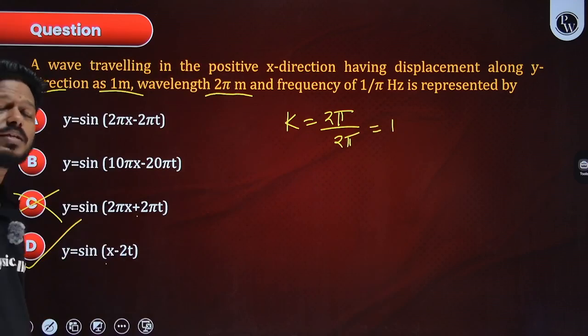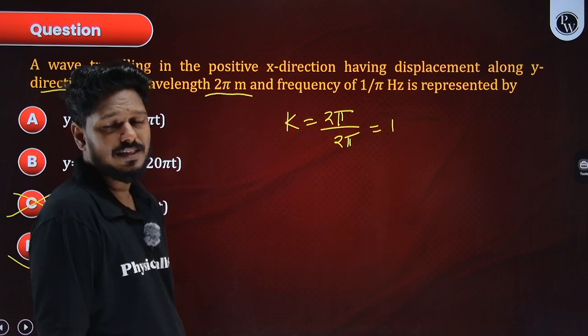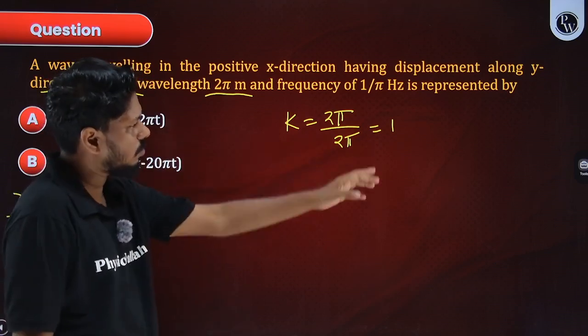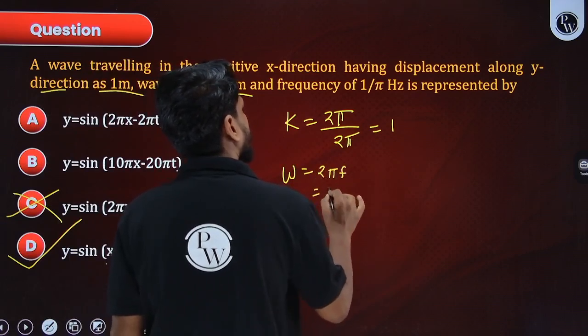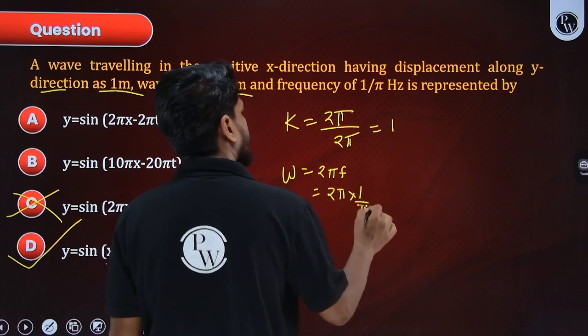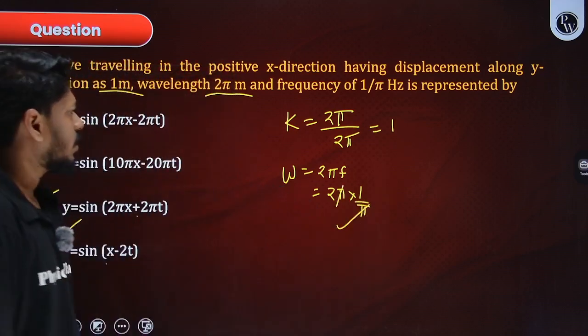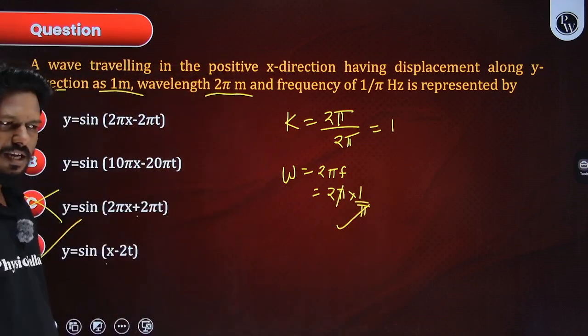Because the equation is y is equal to a sin of omega t minus kx, or kx minus omega t. So k is equal to 1. What about my omega? Omega is equal to 2 pi f, 2 pi and frequency is equal to 1 by pi. If I cancel them out, I will be getting 2t. I think we have solved the same question earlier, right?